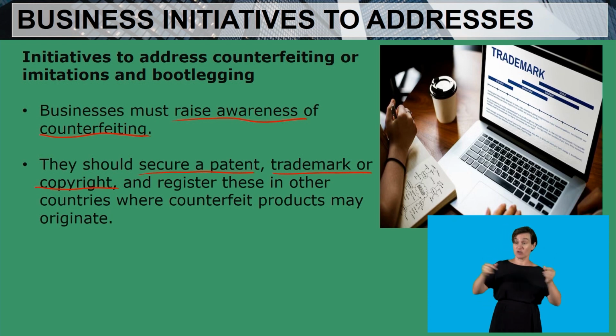They should secure a patent, trademark, or copyright and register these in other countries where counterfeit products may originate. So another initiative that a business can take to address counterfeiting and bootlegging is to make sure that they register a patent, a trademark, as well as a copyright, in order to be able to sue those people who are imitating their products, and even register them in countries where these fakes come from.